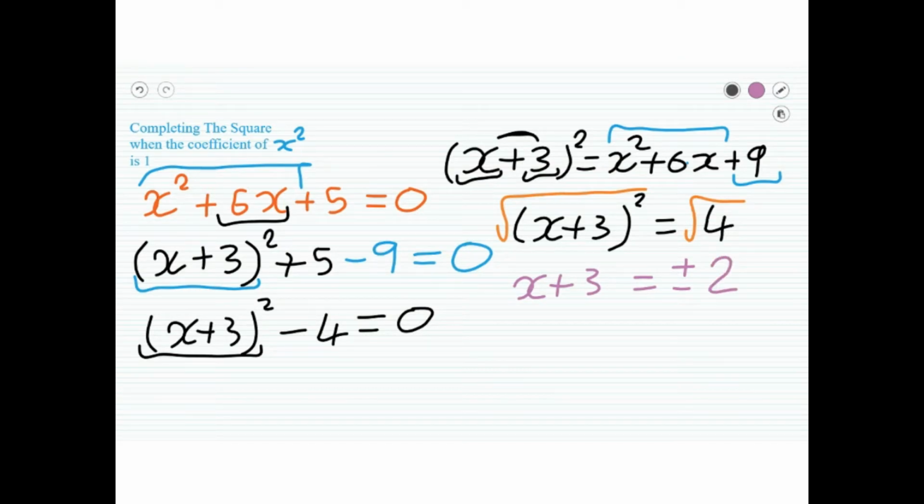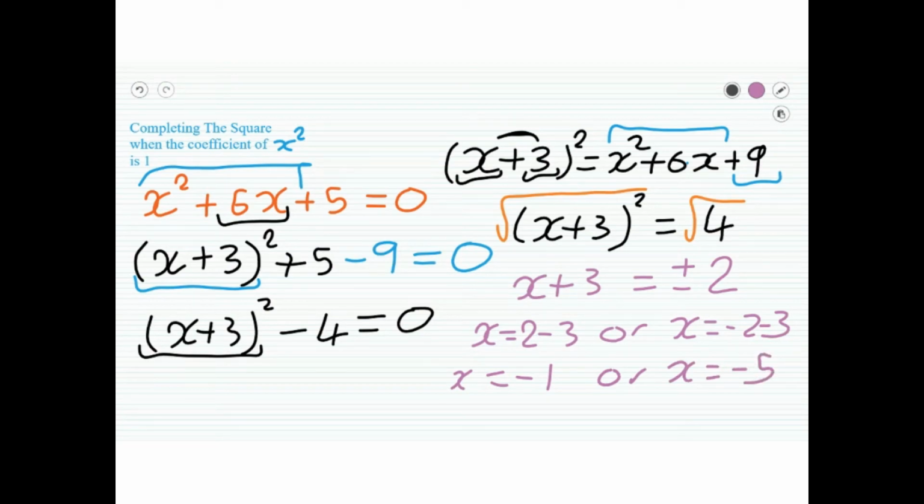So I have two situations, which is true because most quadratics will have two possible solutions. So x is either equal to 2 take away 3, or x is equal to negative 2 take away 3, which leaves me with x equal to negative 1, or x is equal to negative 5. And there you have it. That is how you complete the square when the coefficient of x squared is equal to 1.